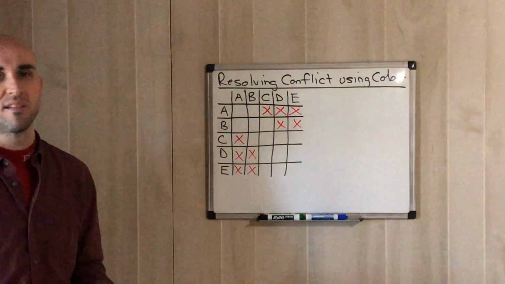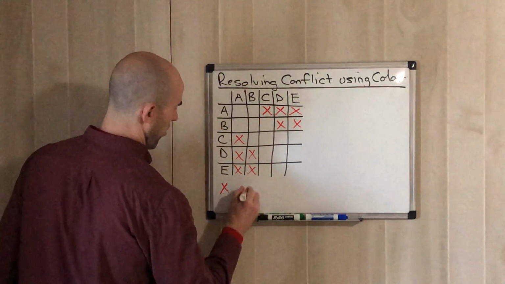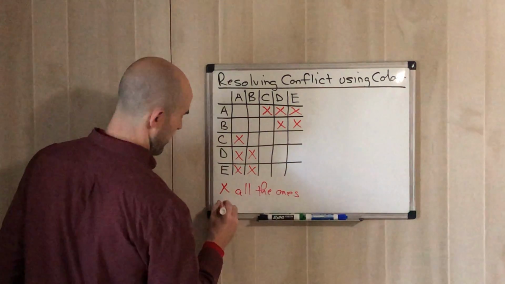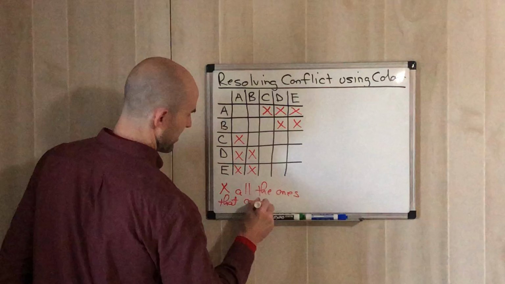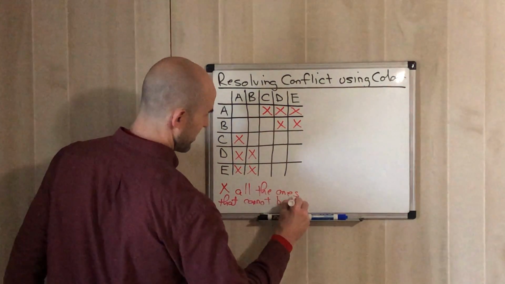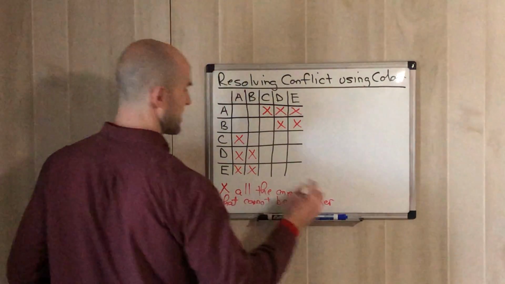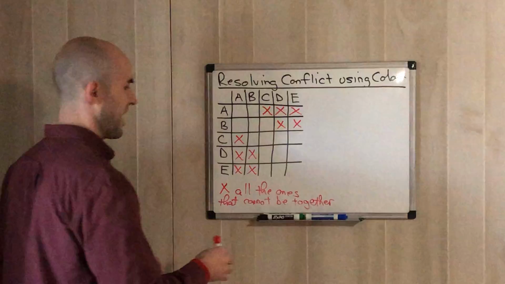So all the red X's show us literally all the ones that cannot be together. It's all the ones that cannot be together, right? Because given that table, again, the table shows us one thing, it just gives us information all gathered neatly.